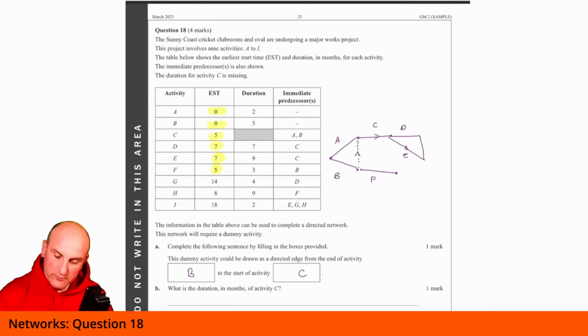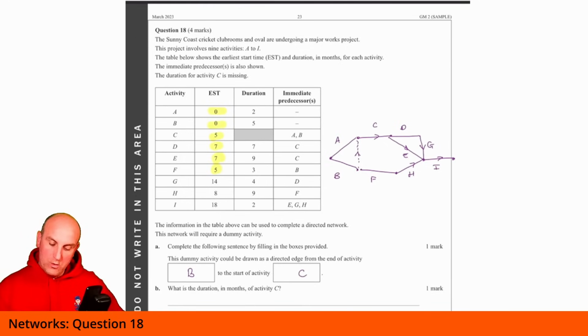Now I'm actually just going to draw that in here again. You'll see why in a moment. There's G. H's immediate predecessor is F. So there's my H. And I comes off of here. So that was my diagram for this particular network. All right, so there we go.